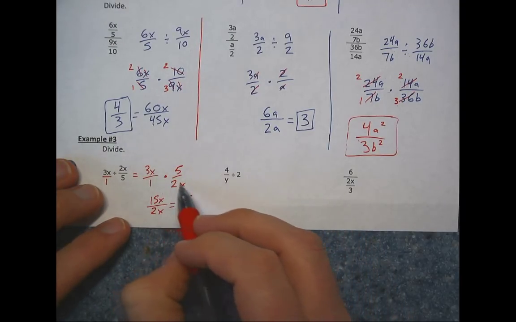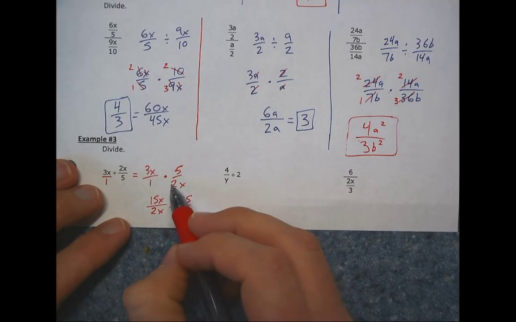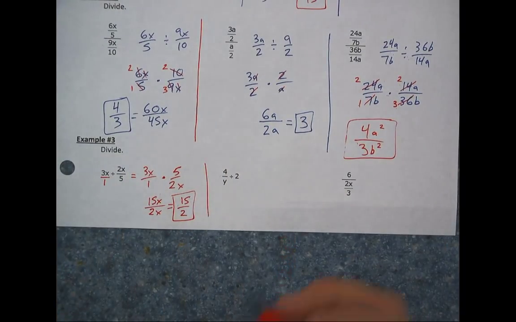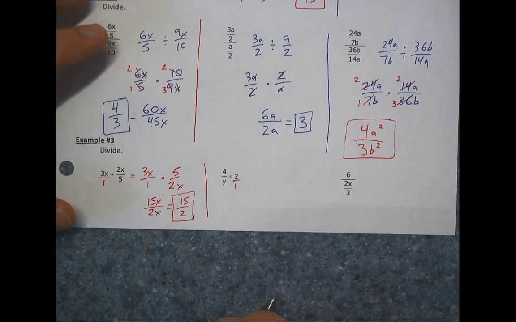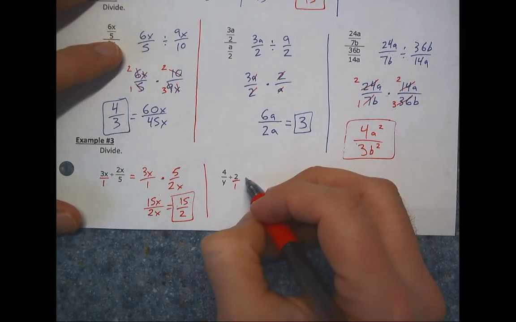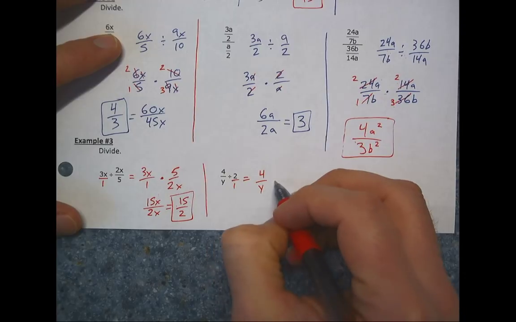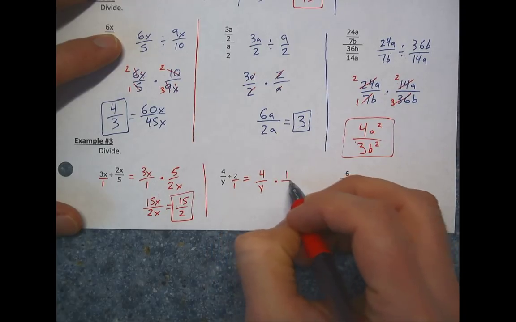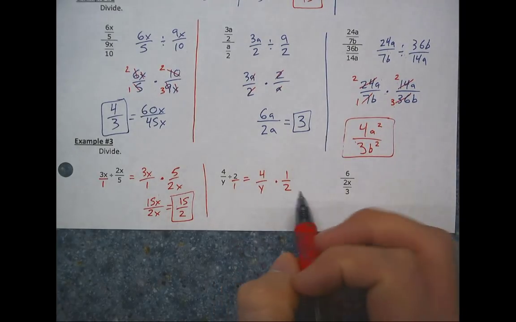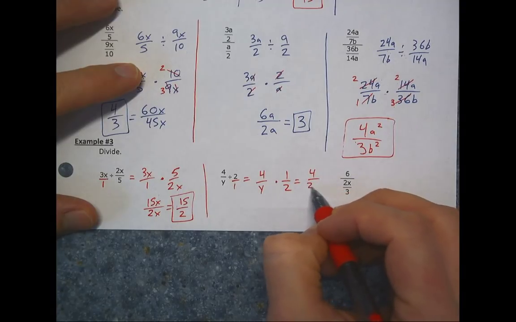And you could have seen that these x's were going to cancel early here, and then you just do 5 times 3, 1 times 2, and you're still going to get this answer. So for number 2, put that over 1. Anytime you have a whole number, put it over 1, then start flipping things. So we're going to change this to multiplication, 4 over y times 1/2. So dividing by 2 is the same as timesing by 1/2. We've talked about that. If you went straight across, you're going to get 4 over 2y.